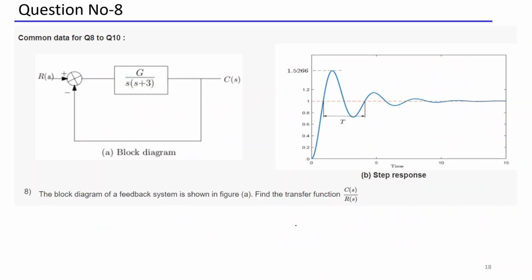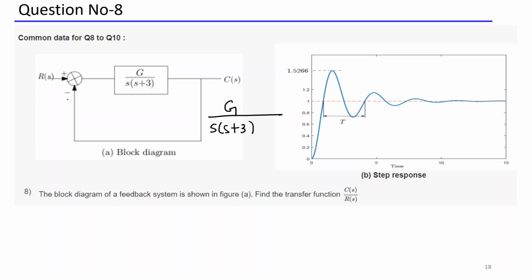Question number 7. Let us solve one question. This is a question based on the time response. So for this question, you just find out C of S divided by R of S. Can anybody tell me what is C of S divided by R of S by looking at the question? I already told you the shortcut. Whatever is written, you just write down G divided by S into S plus 3.